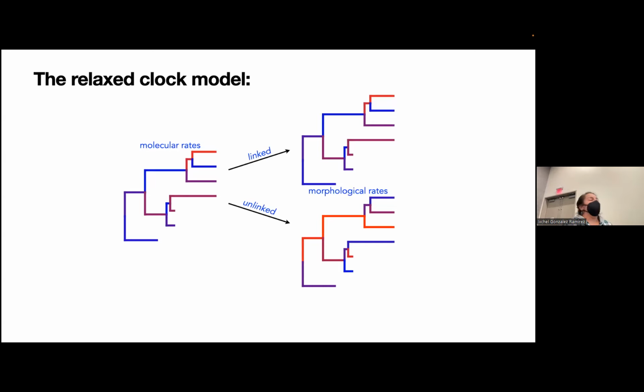So again, we're coming to the fact that sometimes we don't know, and then we have to compare models, right? I could compare a linked model and an unlinked model and see which one performs better.